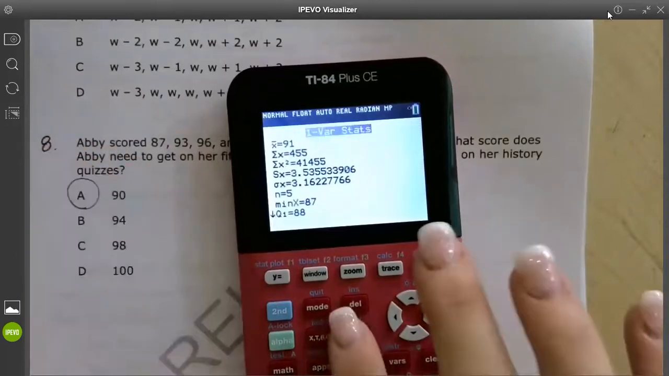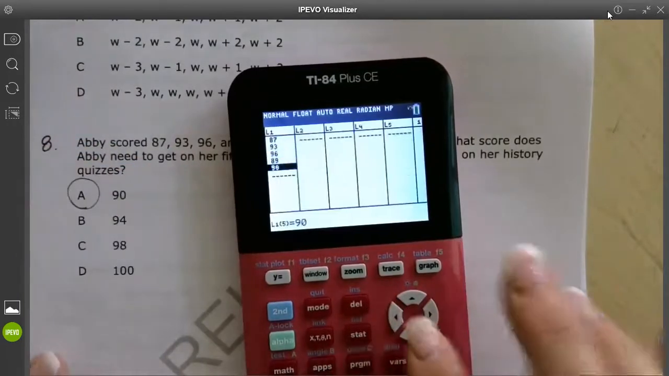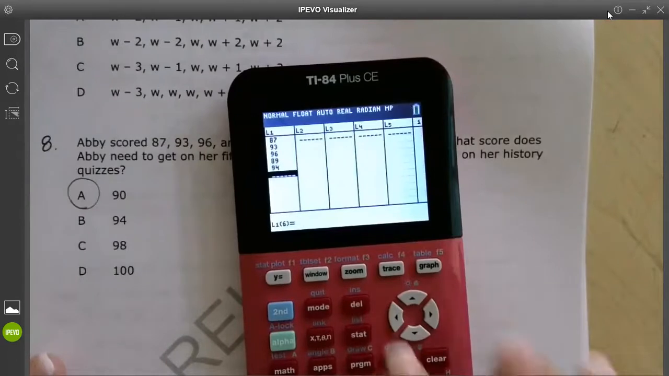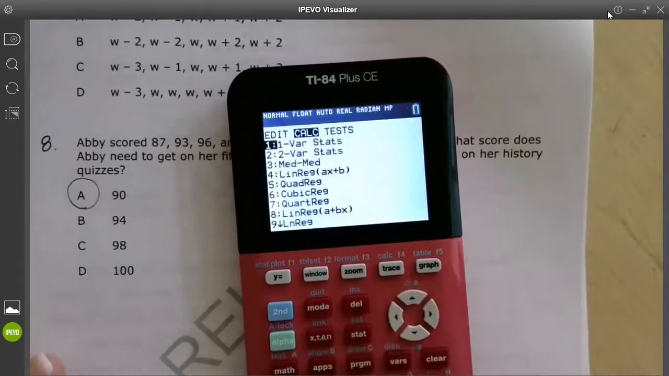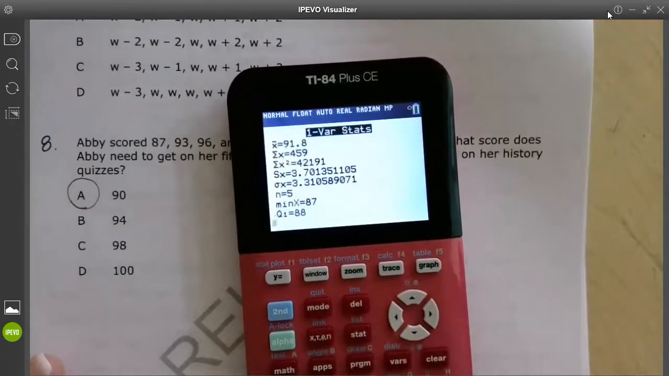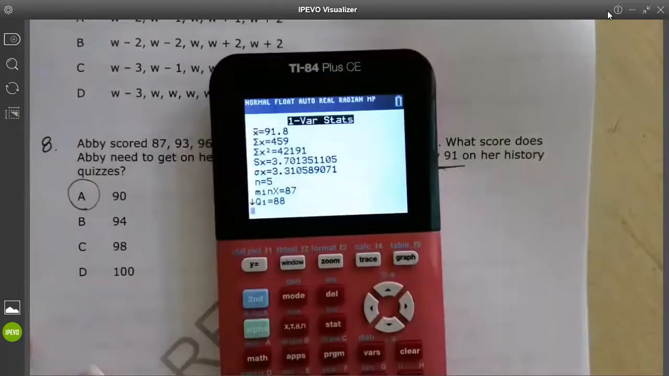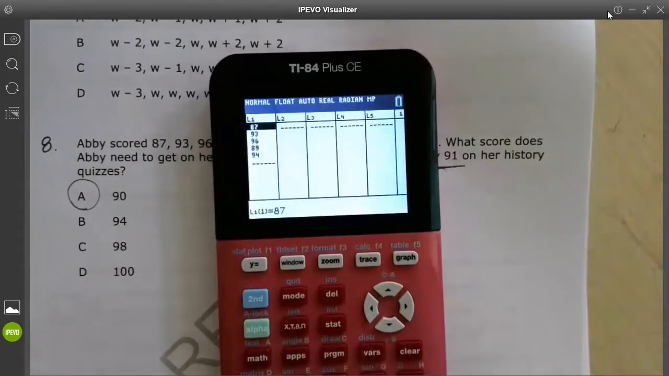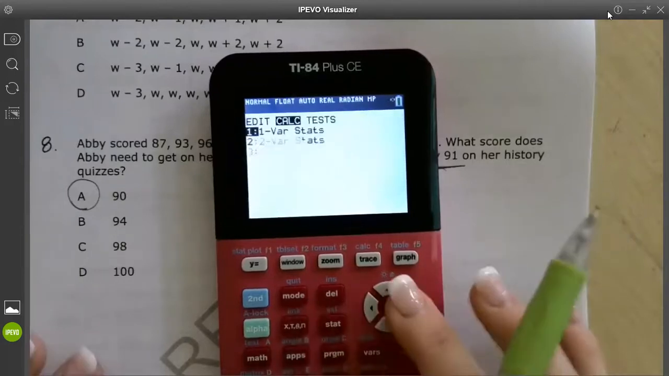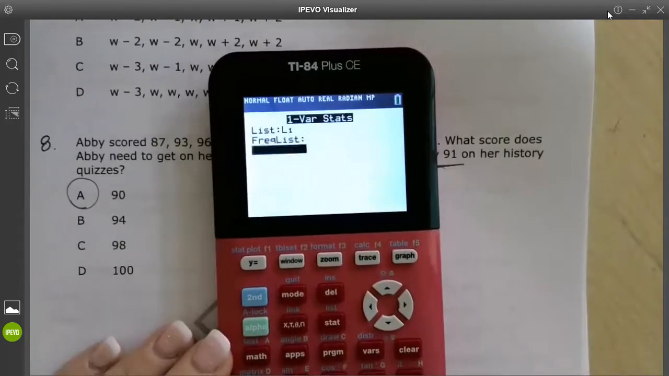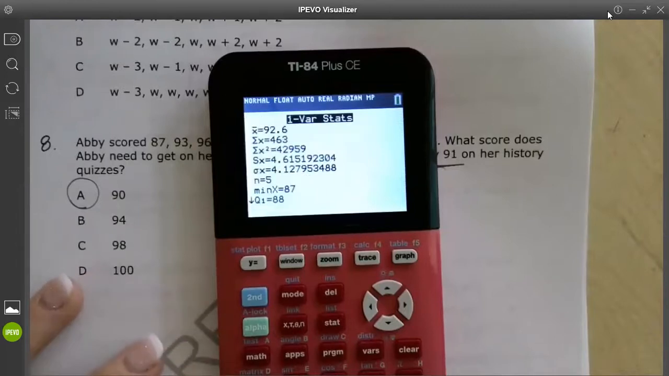Check this out. If I go back to stat and edit, instead of a 90, let's say she gets a 94. Then she gets a 91.8. What did it say? She wants exactly a 91. Got it? If I plug in a 98, and this is just me showing you, if they are out of order, stat, calc, 1-var stats, a 98 gives her a 92.6. That is not exactly a 91.